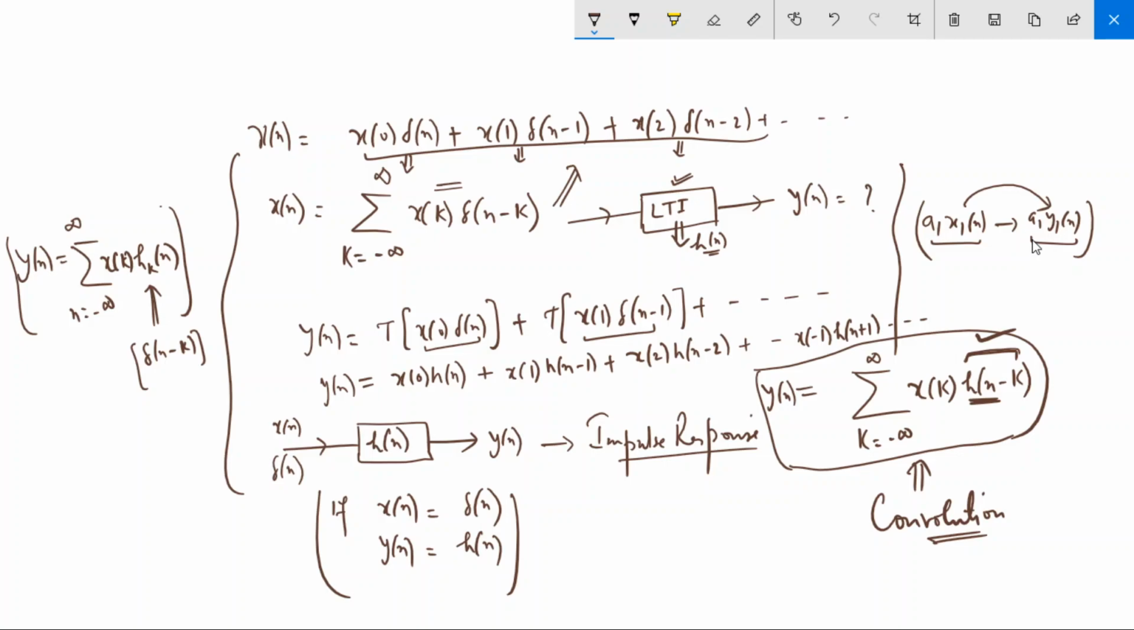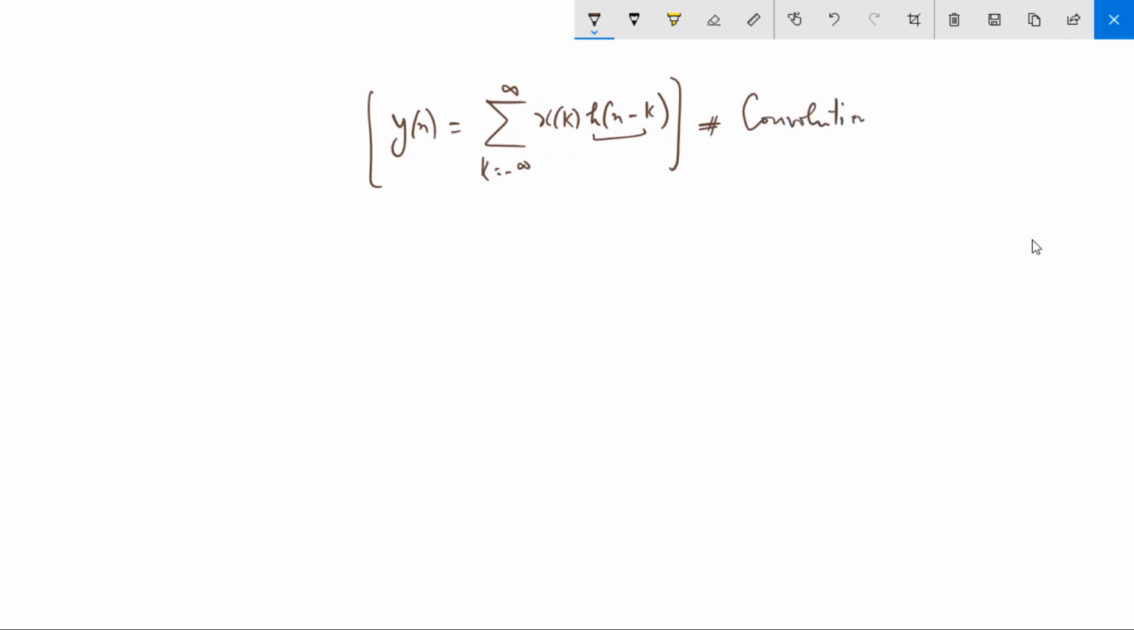Linear and time invariant, both properties must be valid, then the response of the system can be computed using a convolution summation. Now we will discuss how to compute this convolution using this equation. So you have an equation now, y of n is equal to summation of x of k h of n minus k. This is nothing but the response of an LTI system in terms of its impulse response, that is h of n, which we have called convolution.